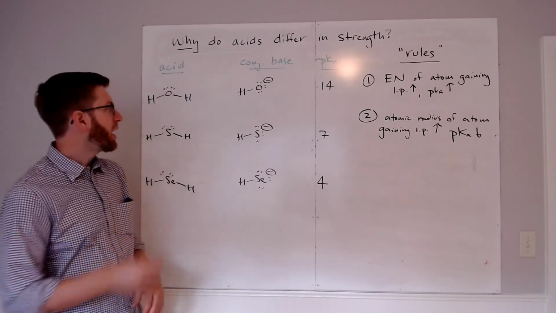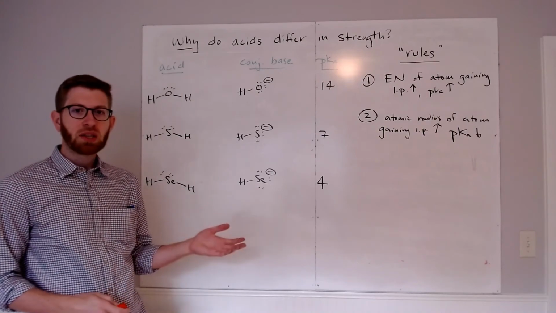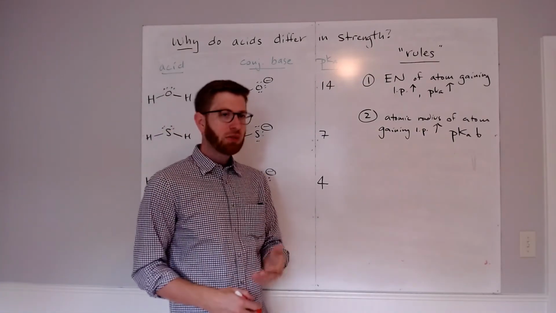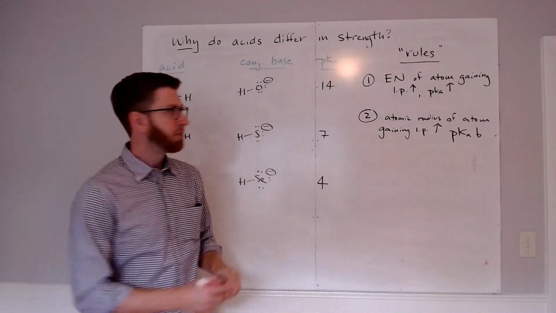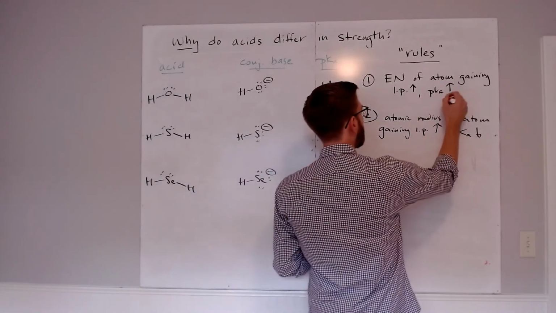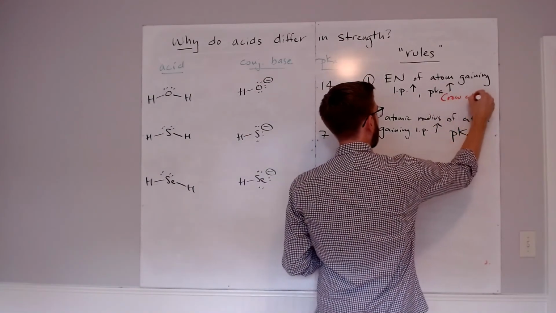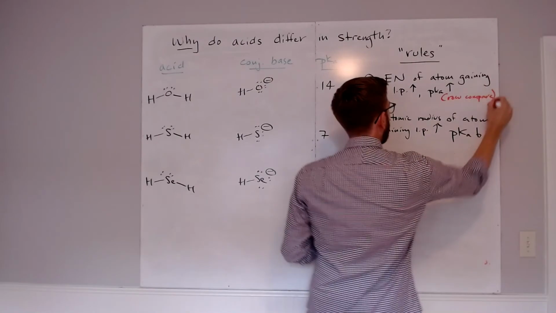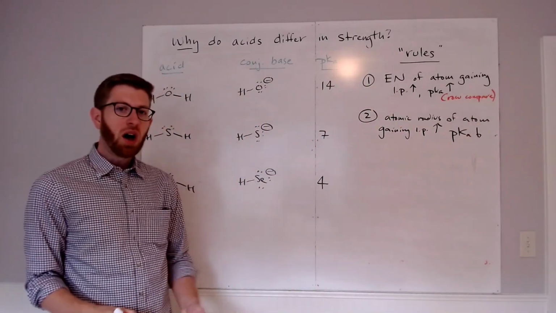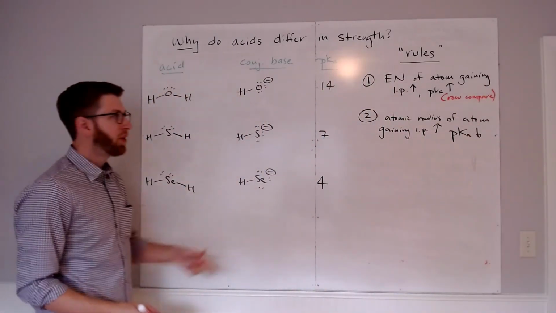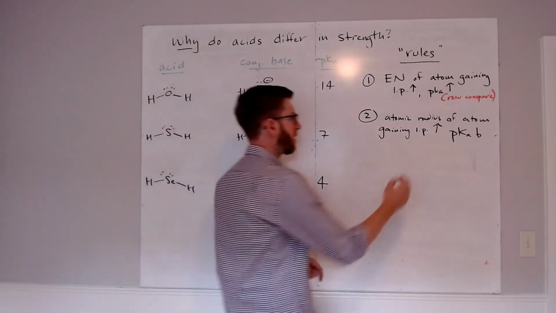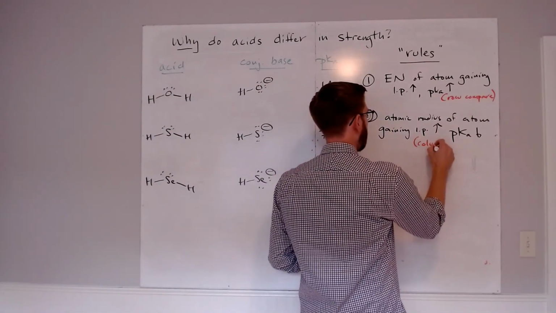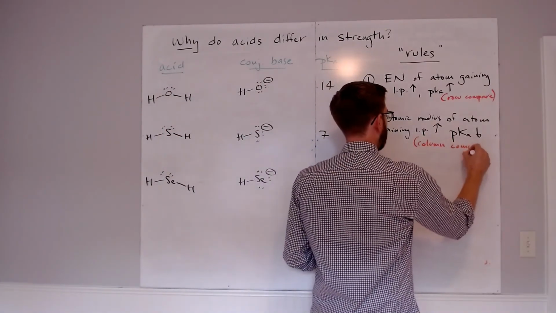If you're looking at comparing elements within a single row or across a row, rule 1 is going to dominate. So this is going to be our row comparison. And if you're looking at elements in a single column, like we're doing in this example, then it's going to be the second rule that's going to matter. So this is our column comparison.